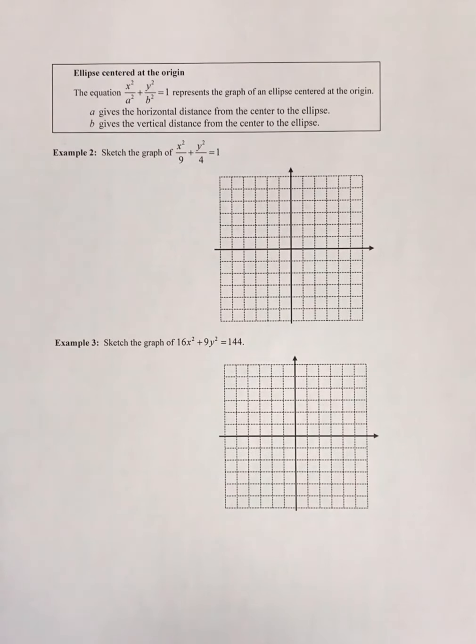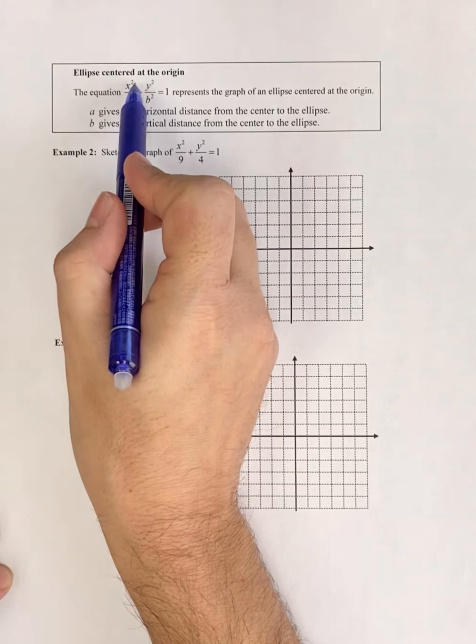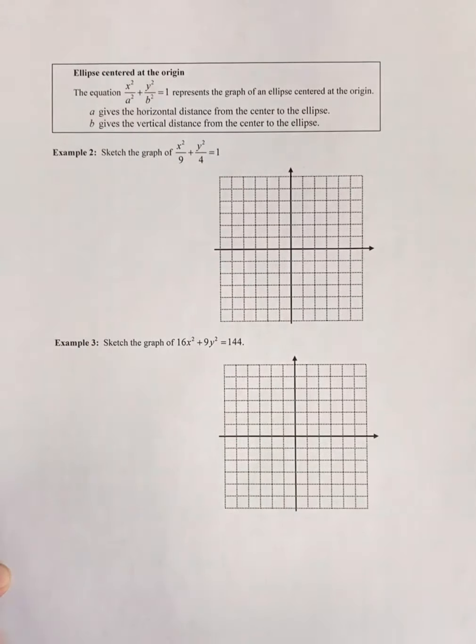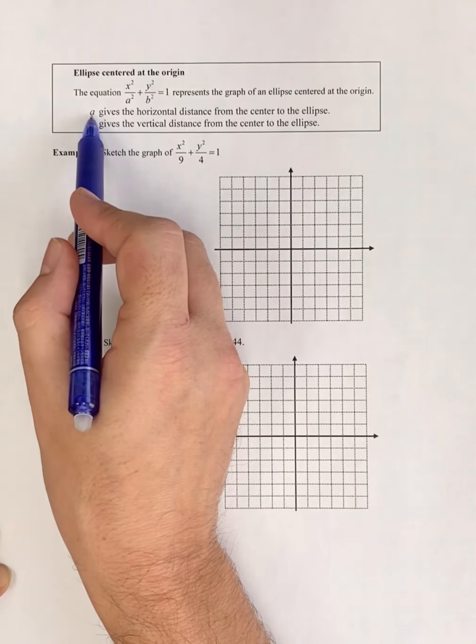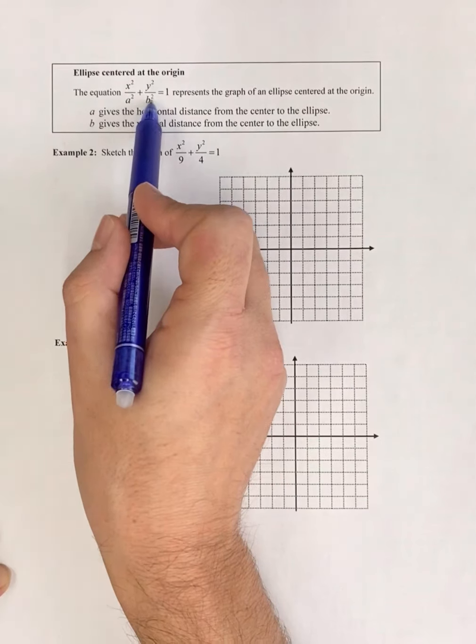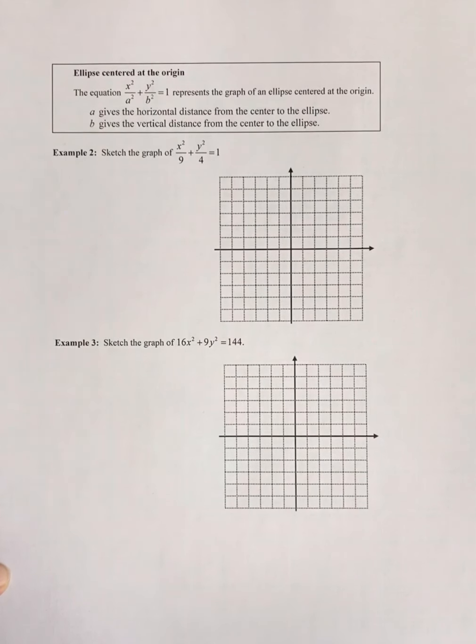So here's a summary of what we just said. The equation x squared over a squared plus y squared over b squared equals 1 represents the graph of an ellipse centered at the origin. And again, loosely speaking, you could just think of an ellipse as a squished circle. A tells us how far to go left and right from the center to get to the ellipse, and B tells us how far to go up or down from the center to get to the ellipse.